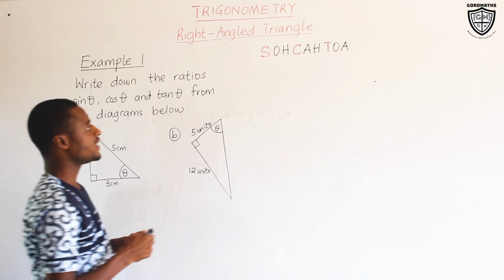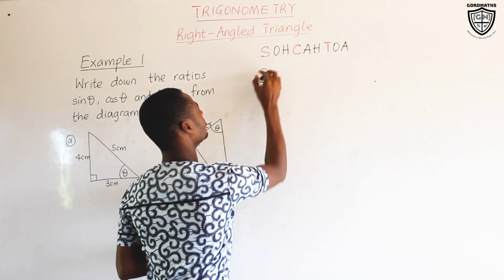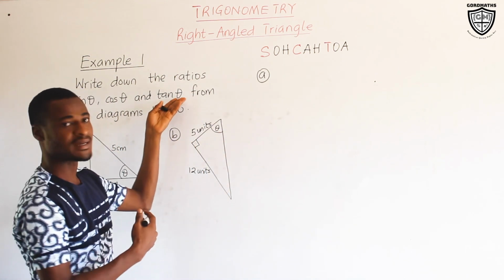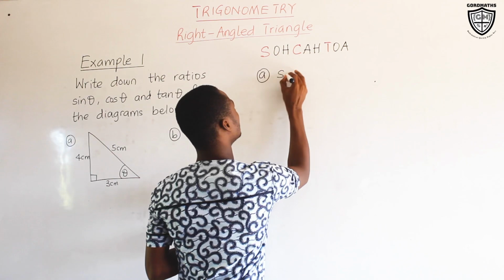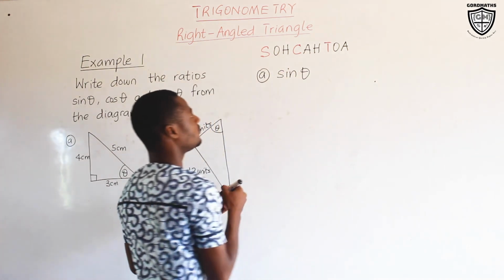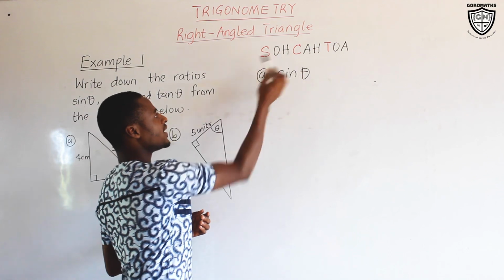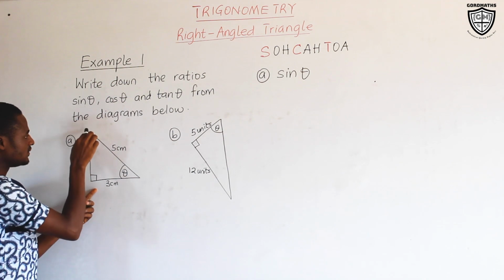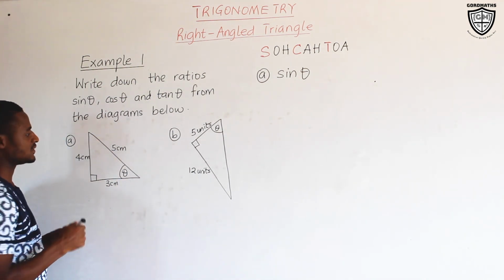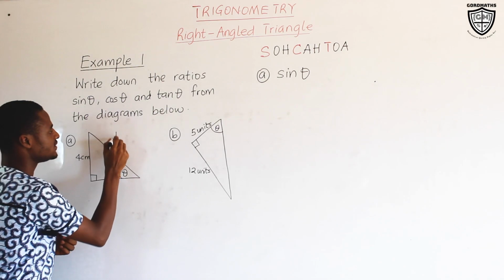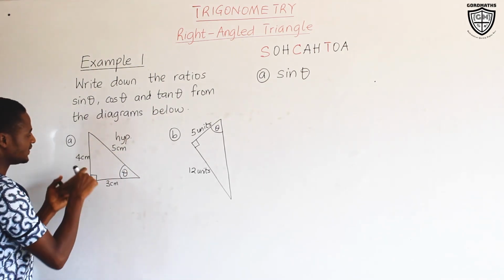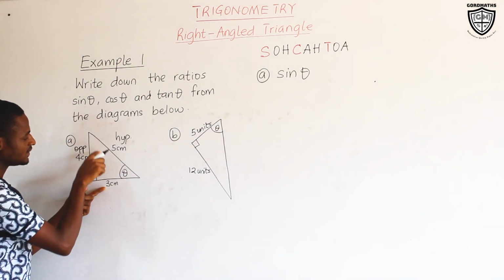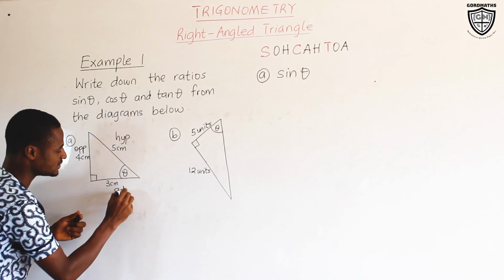Now in diagram A, we want to write sin theta, cos theta, and tan theta. So sin theta, which is given by the opposite over hypotenuse, will be, let's discover the hypotenuse, the opposite, and then the adjacent. So the longest side, which faces 90 degrees, is the hypotenuse. The side which faces the given angle is the opposite, and then the other side is adjacent.